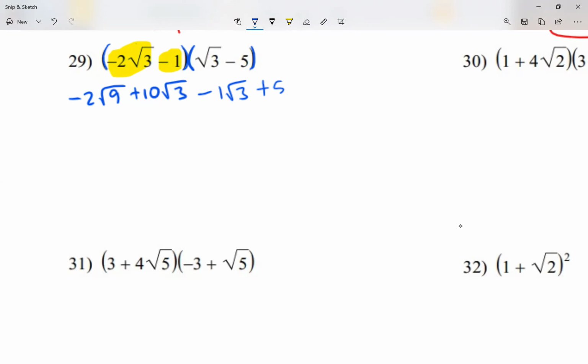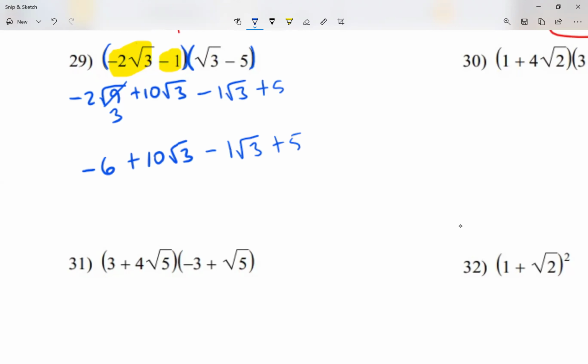Okay, now let me simplify what I can. I know the square root of 9 is 3, so that becomes a whole number. And I said whole numbers multiply with whole numbers, radicals with radicals, do not mix them. So looking at my first term, negative 2 times 3, that gives me negative 6. My second term, nothing I can do. I'm just simplifying. Radical 3 is as simple as it can be. My third term, nothing I can do. So minus 1 radical 3. And then at the end, I have a plus 5.